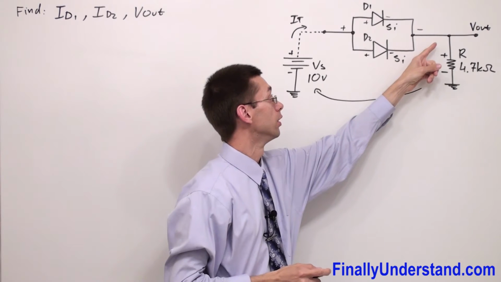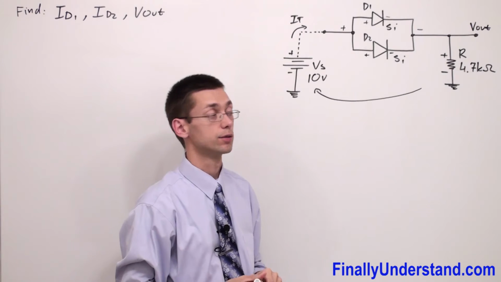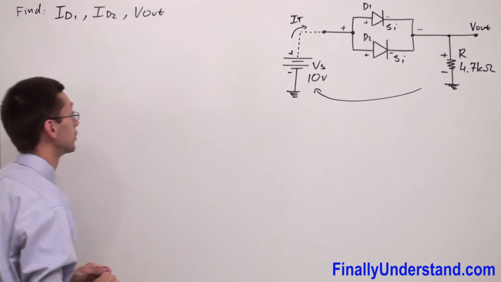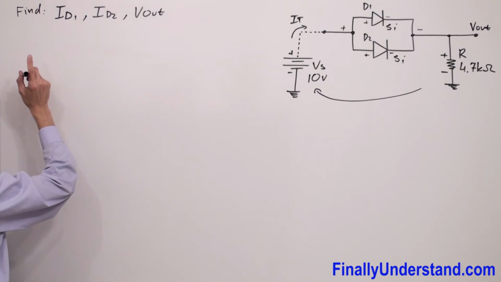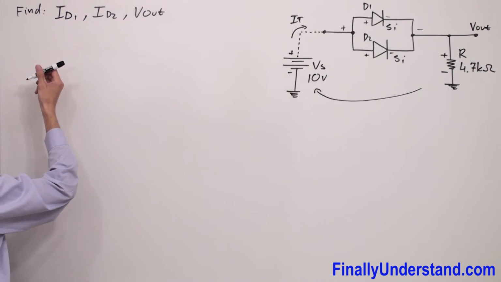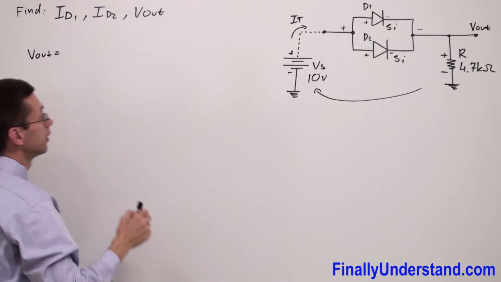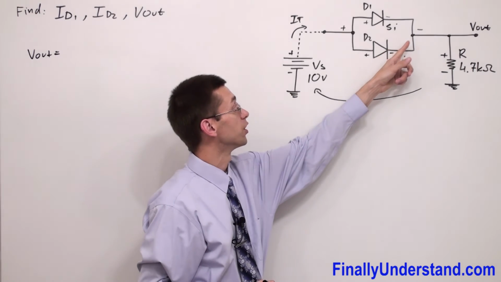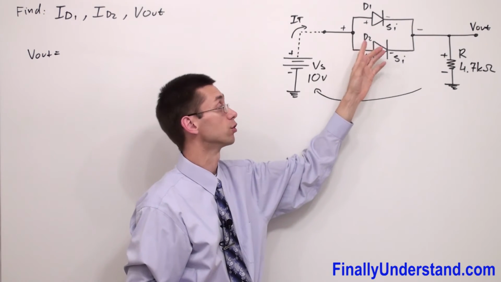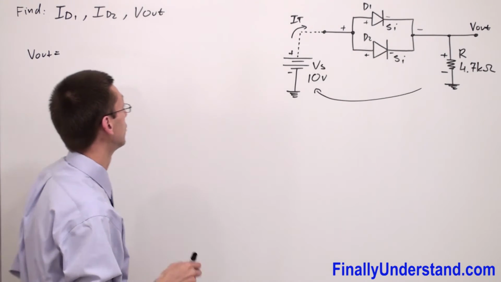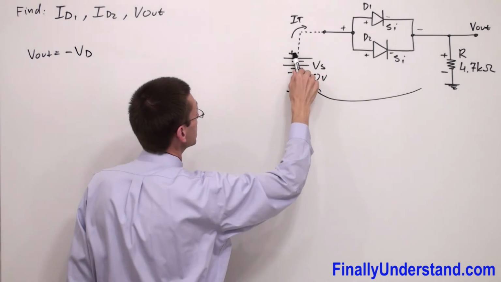I'm going to determine V out by simply going counterclockwise. Why? Because I do not have resistance, which means I don't have to find extra currents, okay? I have to find the current later on anyway, but at this moment I can find V out very easily. So V out is equal to negative VD. I'm going to call VD the voltage across these two diodes. The voltage is going to be the same because they're in parallel. So I have negative VD and I have a positive sign over here.